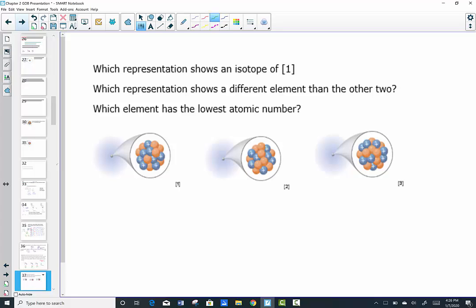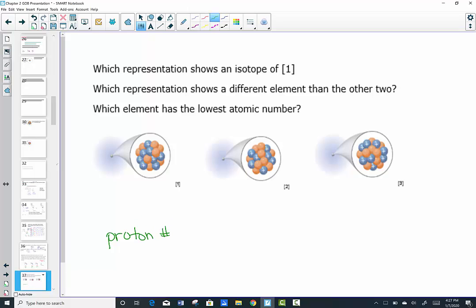Which representation shows an isotope of structure 1? Which representation shows a different element than the other two? Which element has the lowest atomic number? Before we can answer any of those, we need to identify the elements. I want to know the proton number in each of these structures.